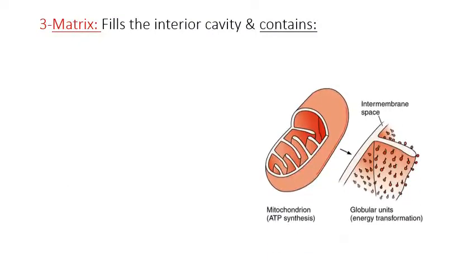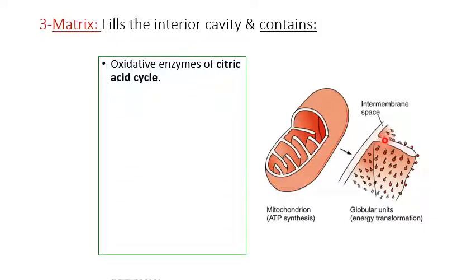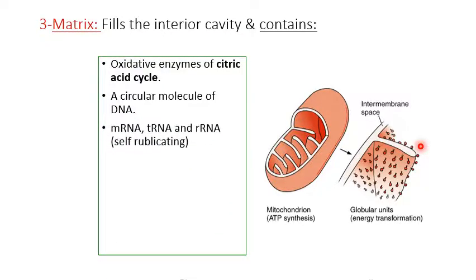The matrix. This is the outer membrane, and this is the inner, and this is the matrix. The matrix contains what? The oxidative enzymes of citric acid cycle or Krebs cycle, circular DNA, as the mitochondria can replicate itself. It contains all types of RNA, messenger and transfer RNA.